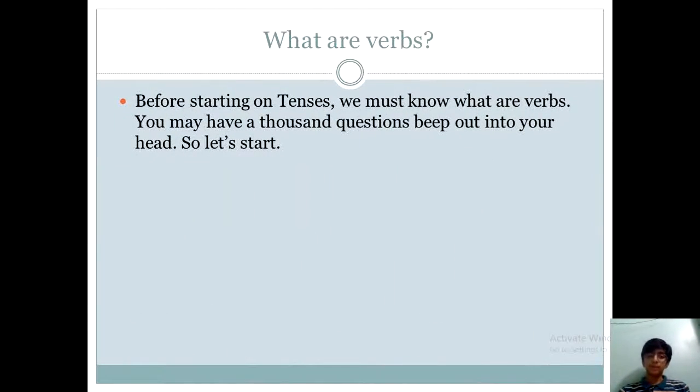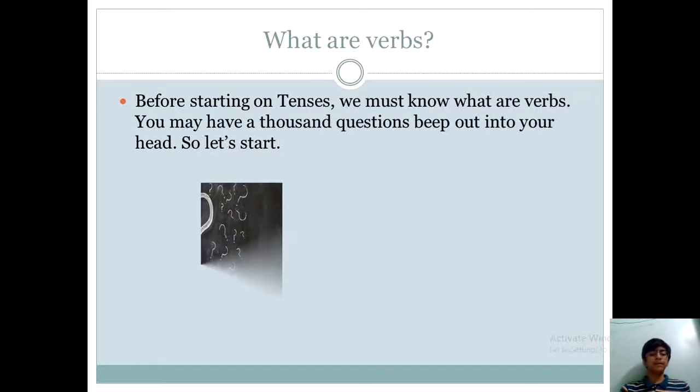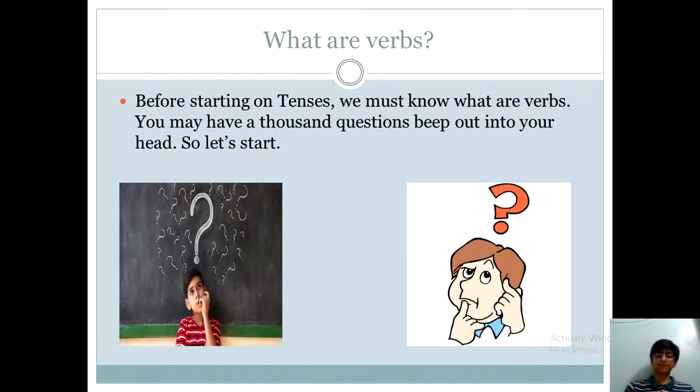What are verbs? Before starting on tenses, we must know what actually verbs are because tenses are the time at which the verb is used. So, first we should know what verbs are. After you have heard the word tenses, you may have 1,000 questions pop out into your head. So let's start.